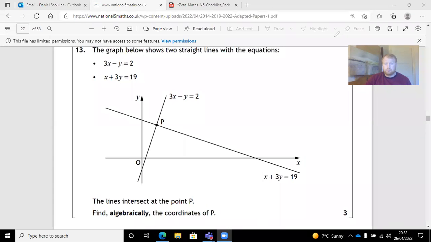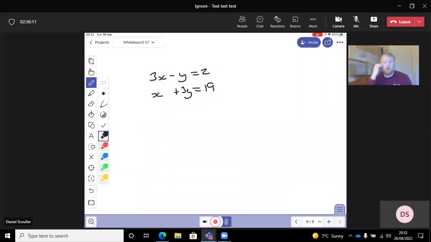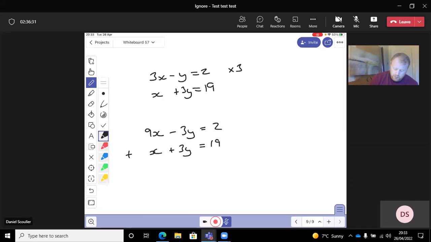So that's your two expressions. Carry out a simultaneous equation. We want to cancel one of them out. So if we multiply that top one by 3, it would give us 9x minus 3y equals 2. The bottom one we don't need to do anything to. Add them both together. Minus 3y plus 3y is going to equal 0.